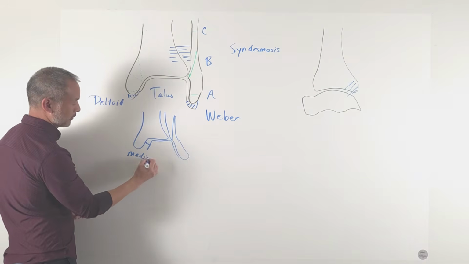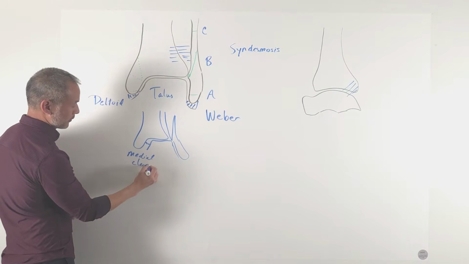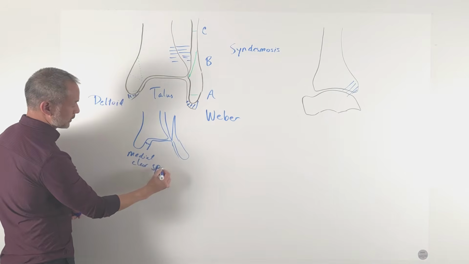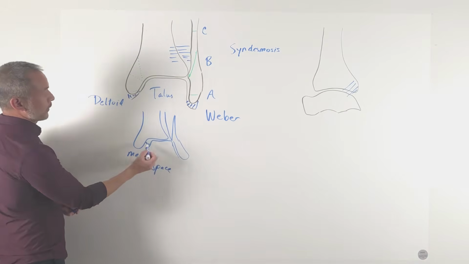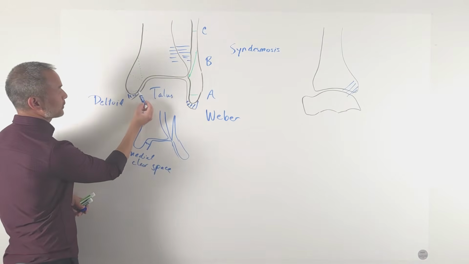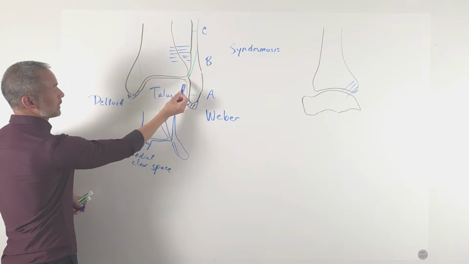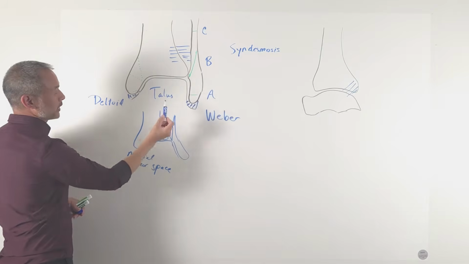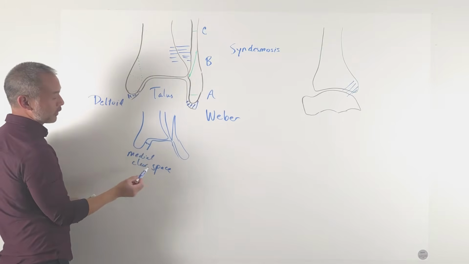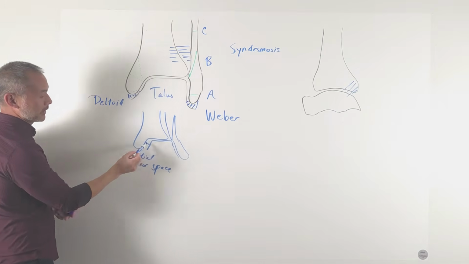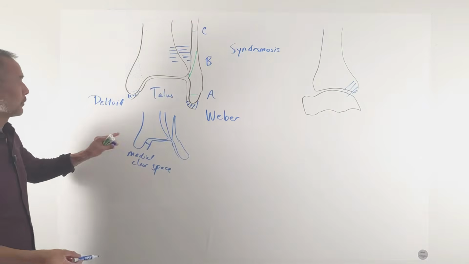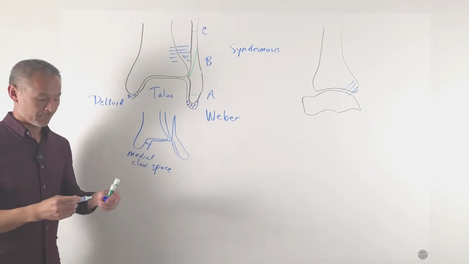Because in this mortise, we refer to this space as a medial clear space, this as the lateral clear space, and this as a superior clear space. But what you want to look for in every ankle fracture is a subtle widening of the medial clear space, because that implies a deltoid ligament injury.